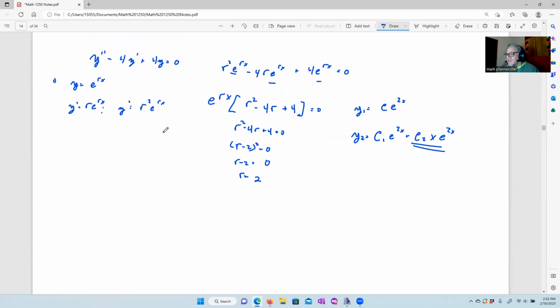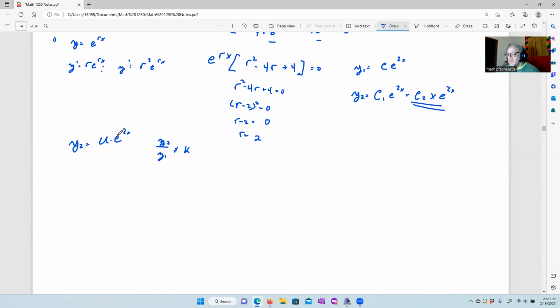What we're going to do is presume there's probably a second solution out here, y2. I don't know what it is, but we'll say it's some function u times the first function, e to the 2x, such that y2 over y1 will not be a constant. So even though y2 is y1 times a different function, that function is going to be something more complicated than just a constant. So it's not just a linearly dependent form of the first solution.